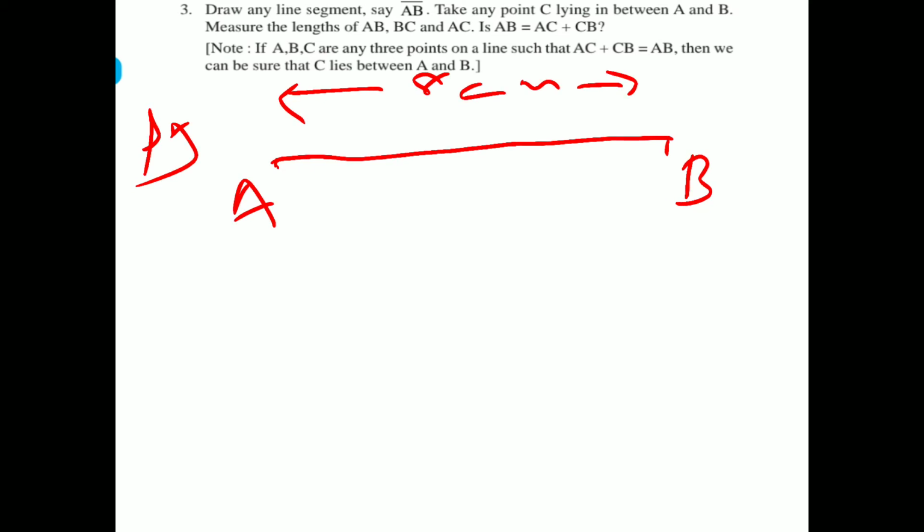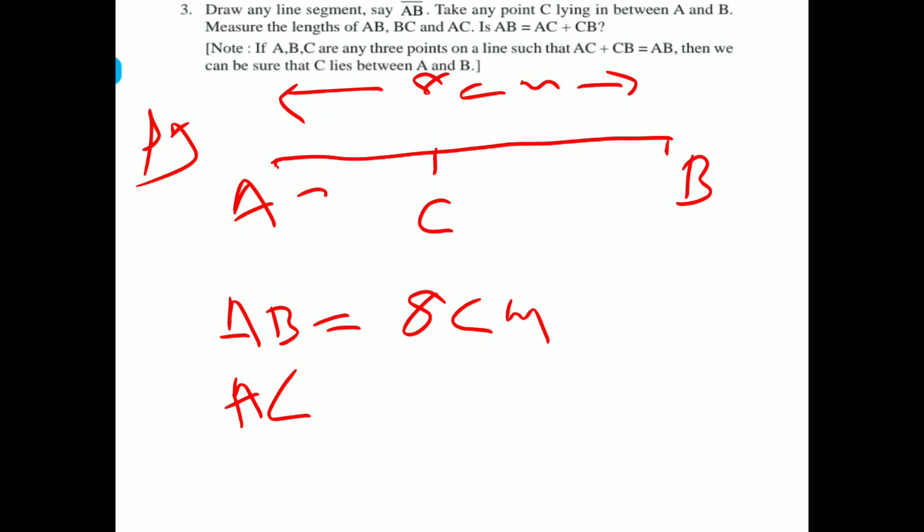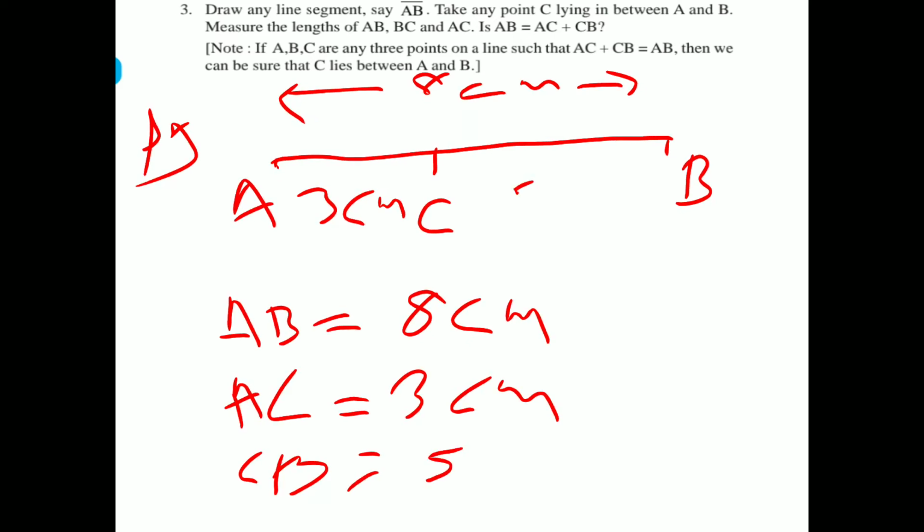Then they said take any point C between A and B. Anywhere put a point C. Suppose I am putting it here. Measure the length of AB. AB, as I told you, I made with the help of a scale, and it is 8 centimeter. Then with the help of a scale you have to measure AC. If you measure it, it might be 3 centimeter. So you write AC is equal to 3 centimeter. Then you have to measure CB, and it might be 5 centimeter. You have to measure these lines with the help of a scale only.